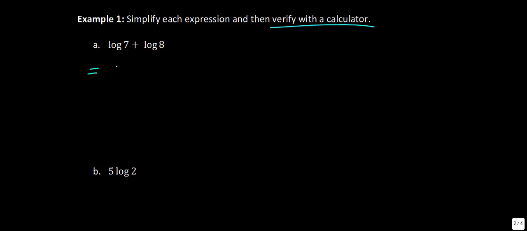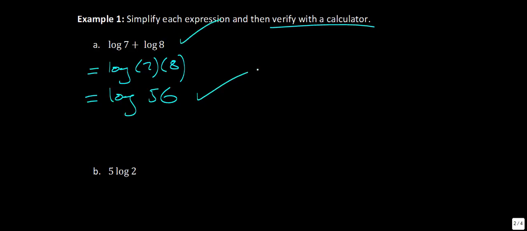Right here, so we are using the product law. So we can write this as log of 7 times 8, which just gives us log of 56. That's straightforward. I think you're going to find these relatively easy, perhaps, dare I even say, enjoyable. If you put this into your calculator right there and put this one into your calculator right there, they should give you the same answer.